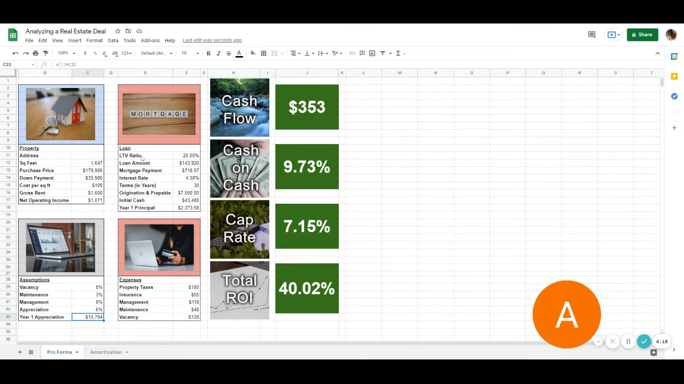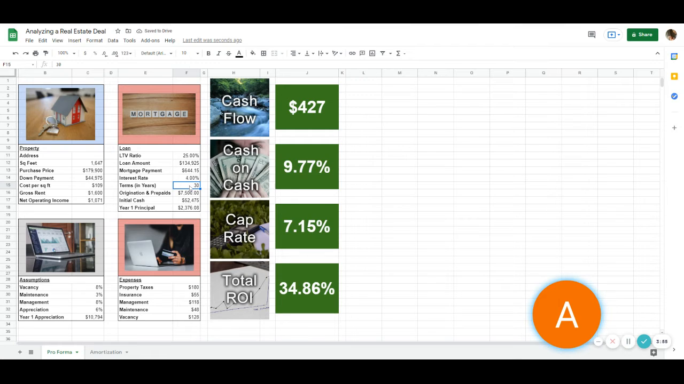Over here, the loan to value ratio impacts our down payment. This is with 20% down. You can obviously change it to 25% if you want, and it impacts everything. Your interest rate that you'll get from your lender, you'll enter here. So let's say you get a 4% instead.